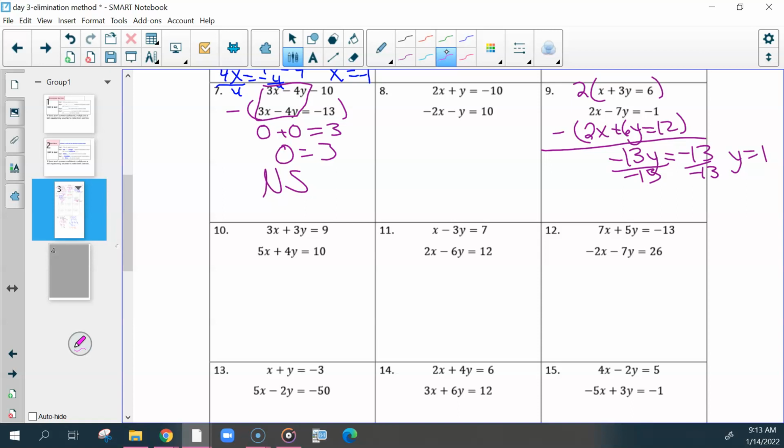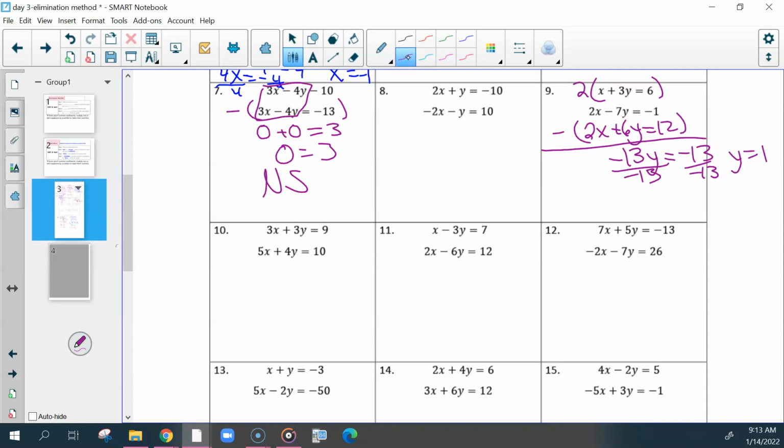Y plus 7y, to the... We're still subtracting. So it's negative 7y minus a negative. Minus a positive. So really you're just subtracting.